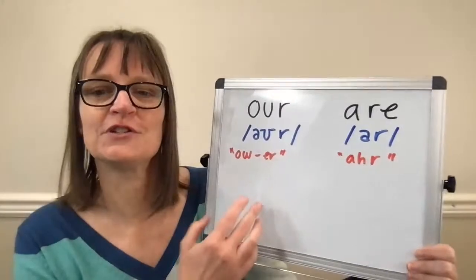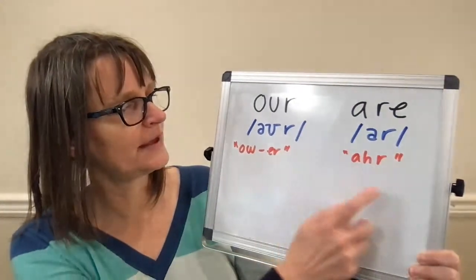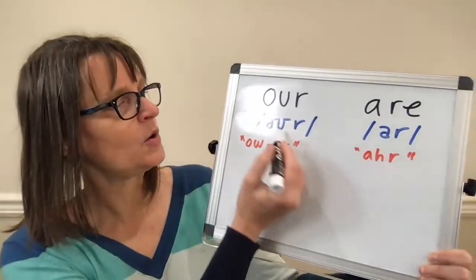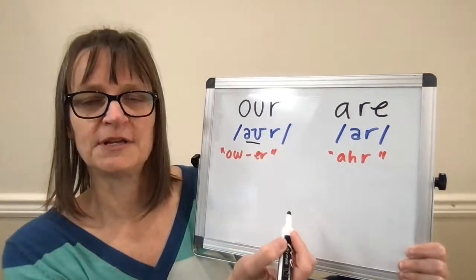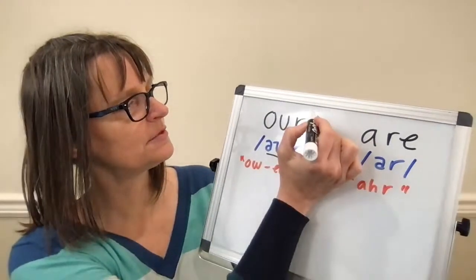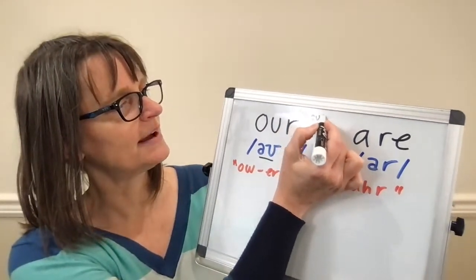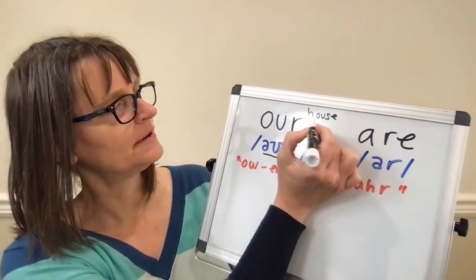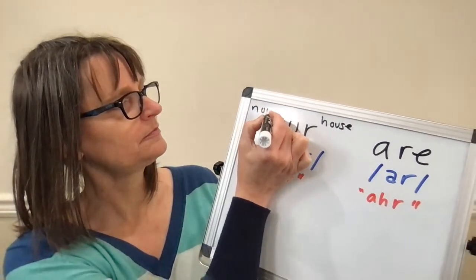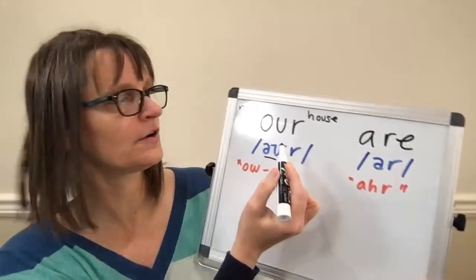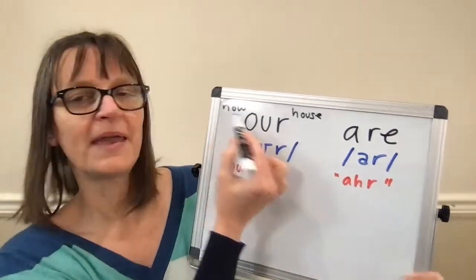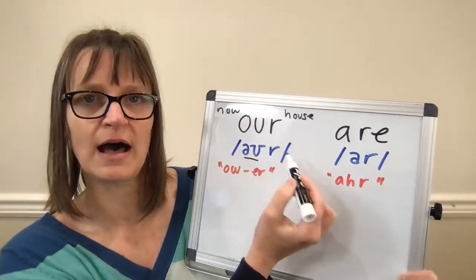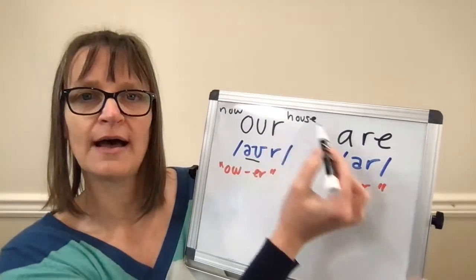So first of all, if we just look at our and are, the difference between the two words is that our has the ow diphthong. So this is the same diphthong as in words like house or now. And in order to get our correct, you can think about pairing that diphthong ow sound. So I can say now, our, or our house.